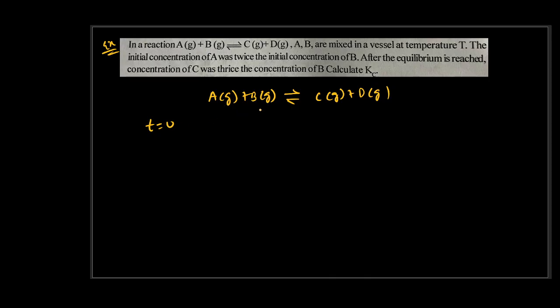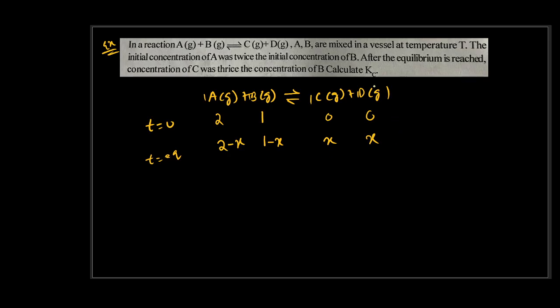So what it says, initially the concentration of A was twice the concentration of B. Suppose B is 1, then A is 2. Initially no product has formed, so 0, 0. At equilibrium, suppose X is consumed. Then from 1 mole of B, X is consumed, and from 1 mole of A, X is also consumed, so X has formed of each product.